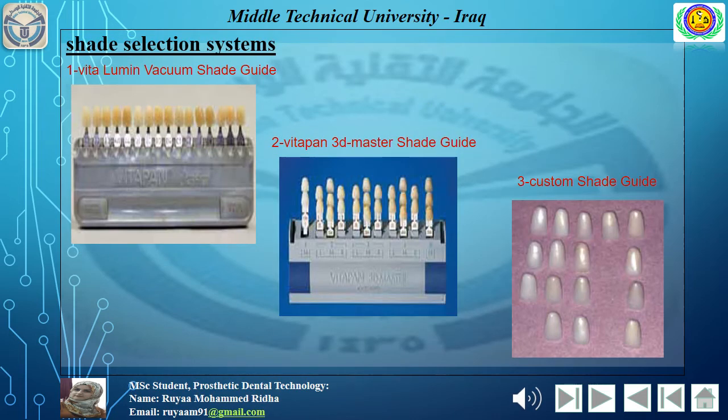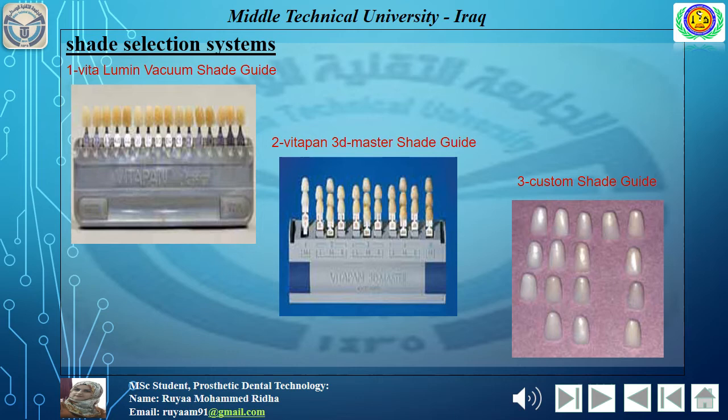Now, shade selection systems. There are many systems that help in shade matching of the teeth, which are Vita Lumen Vacuum Shade Guide, VitaPan 3D Master Shade Guide, and Custom Shade Guide. In Vita Lumen Vacuum Shade Guide, the shade matching is done by choosing the nearest hue first and then selecting the appropriate chroma and value.